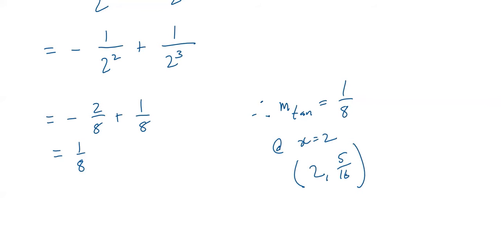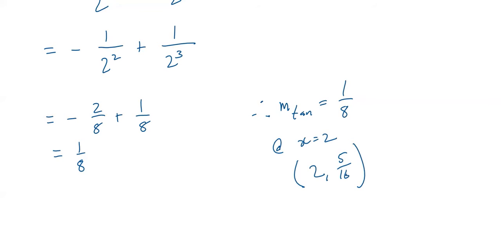But we're assuming the 5 over 16 is correct. At that point, which is on the original curve, the slope of the tangent to that point has a slope of 1 over 8. That's what that means. I want to remind you, because this is where it starts to get tricky.